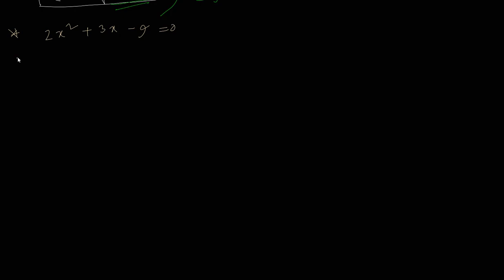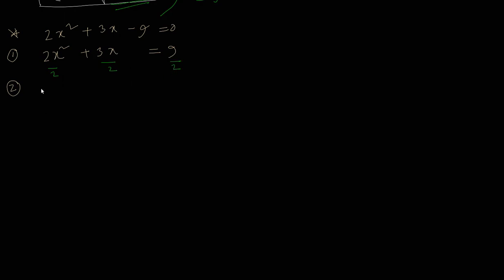So what is the number one step? Number one step is taking that constant term on the right hand side. So if I take the constant term on the right hand side, it is 9, and on the left hand side I am left with 2x square plus 3x. Now in the second step, we know that we need to make sure that the x square term is alone. So I am going to divide everybody by 2.